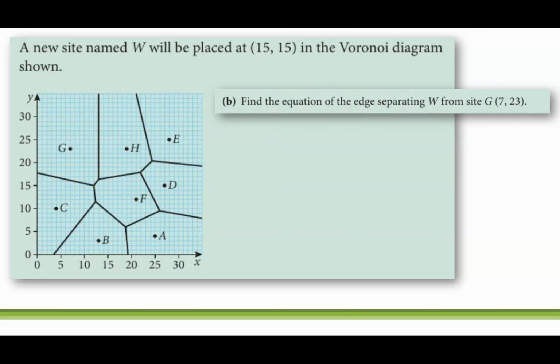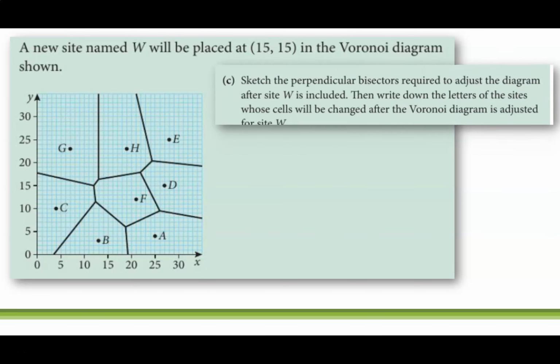Next question, find the equation of the line. So you basically have to find the line separating W from site G. If W is over here, you can see that this line right here would be the perpendicular bisector between F and G. You can do that on your GDC calculator, and you would see that the equation is y equals x plus 8. Ask for my help if you don't really know how to do that.